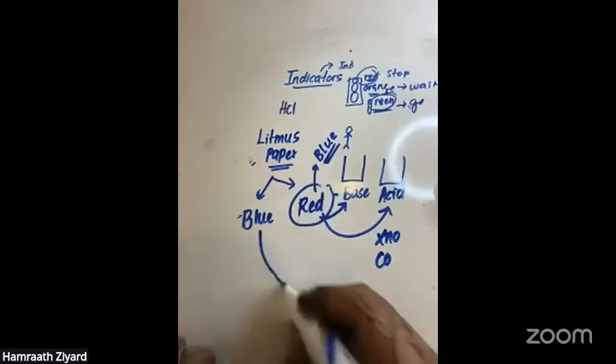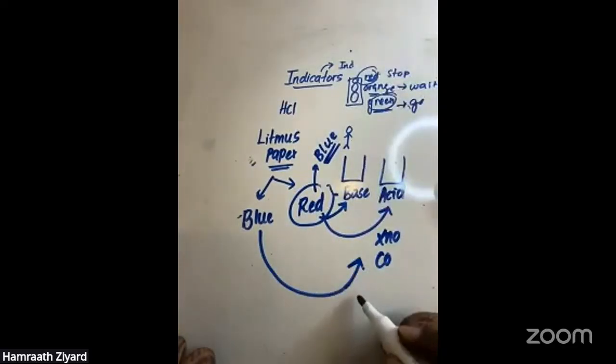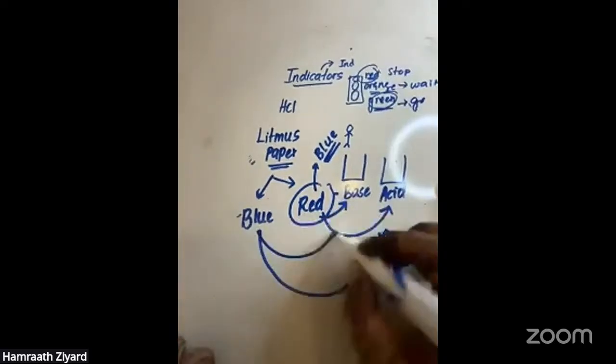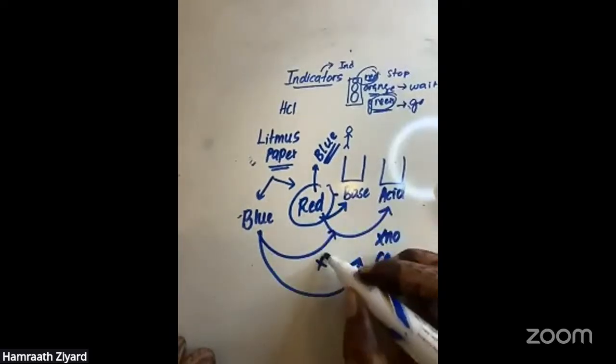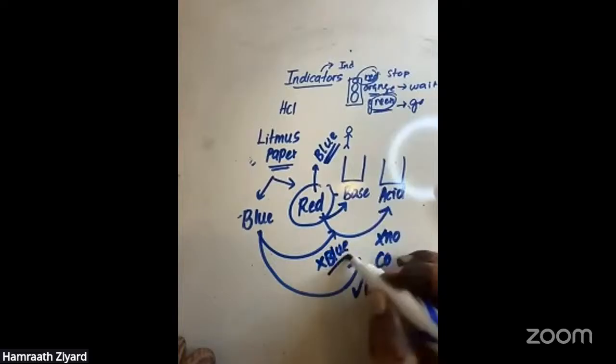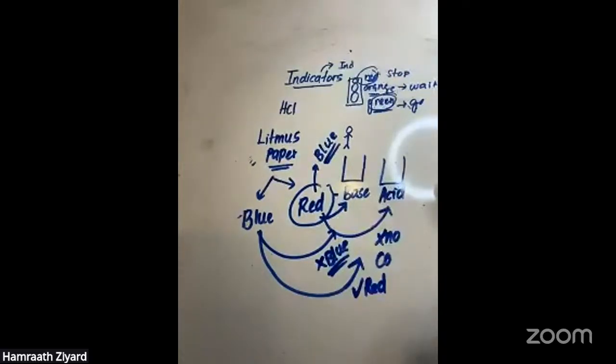Then if I take the blue litmus paper and put it into the acid, there will be a color change. It will turn red. While if the blue litmus is added to the base, it will not change color because it already exists as blue. So you have to understand the color.